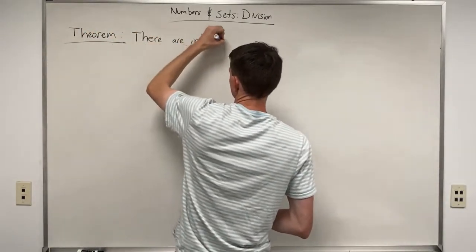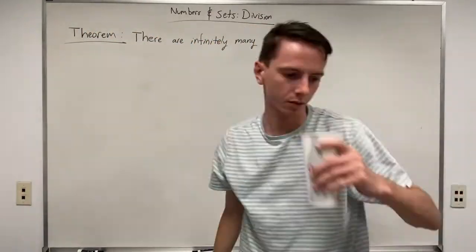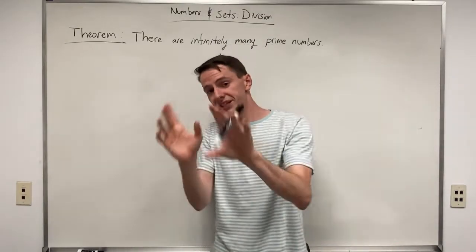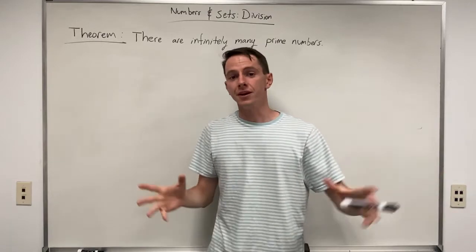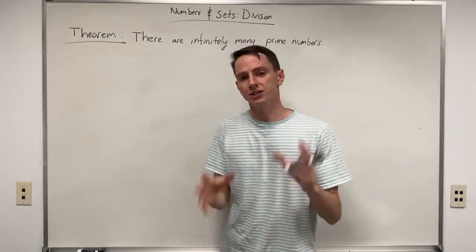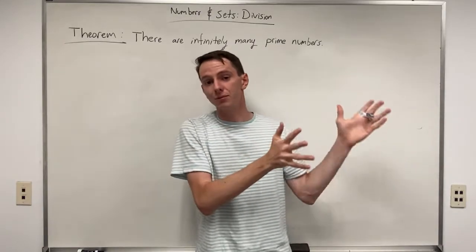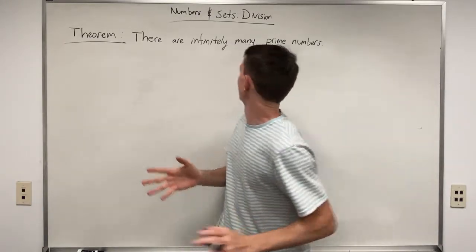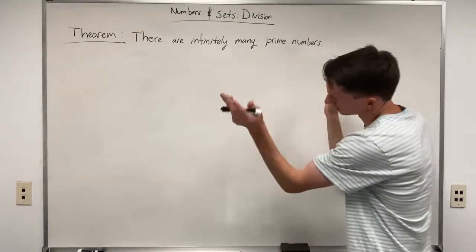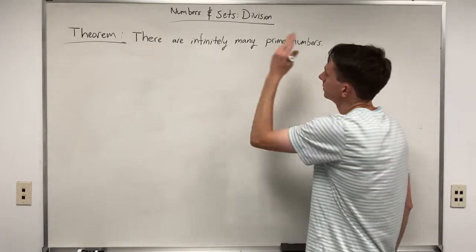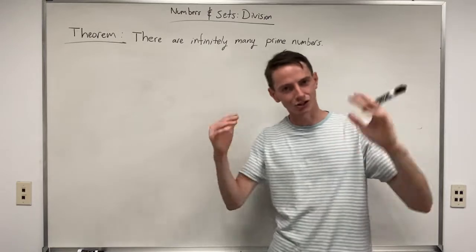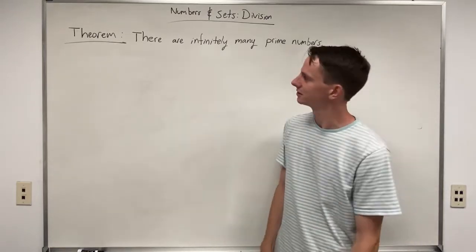All right, so we have just shown that any number can be decomposed as a product of primes. Now we're going to move on to the next interesting result involving prime numbers, which takes a look at how many prime numbers there are in existence. You could probably read what the theorem states. This theorem is telling us that there are infinitely many prime numbers out there in existence. And it's our job to show that that is the case.